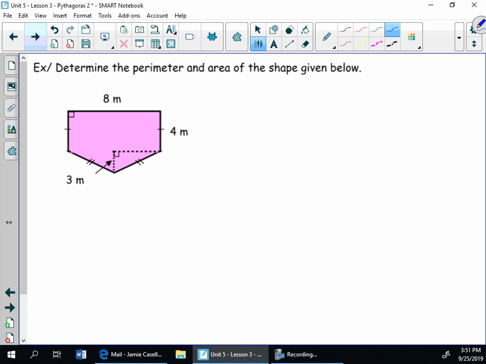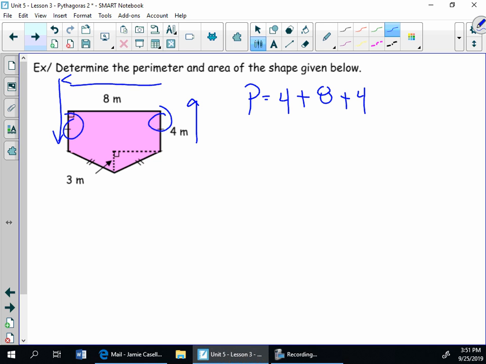So if I wanted to find the perimeter of this weird looking shape right here, I would have to add up all the things on the outside. So for instance, I've got to add up a 4 followed by an 8 followed by another 4. I know it's 4 because I've got those little dashes. They tell me things are the same. Followed by this side and this side.